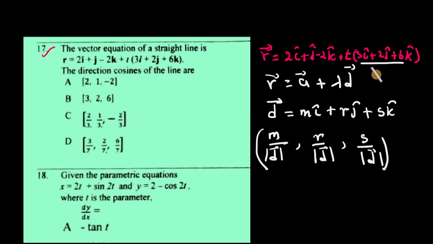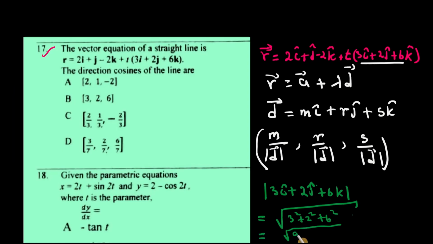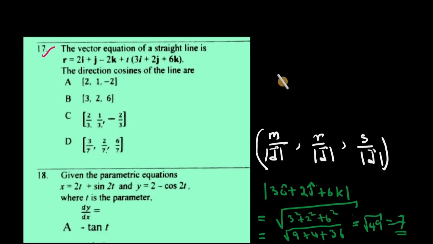Here the direction vector is 3i plus 2j plus 6k. The modulus of 3i plus 2j plus 6k is equal to the square root of 3 squared plus 2 squared plus 6 squared, which is equal to 9 plus 4 plus 36. That's the square root of 49, which is equal to 7. It means the direction cosines are 3 over 7, 2 over 7, 6 over 7. And then the right answer here is this one, which is D.